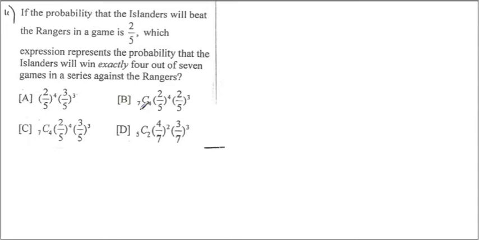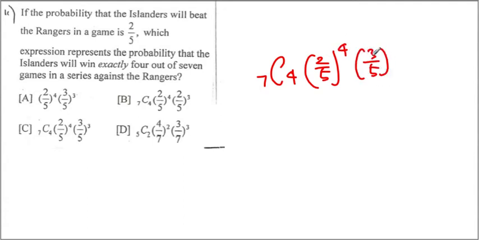Alright, the next question. The probability that the Islanders will beat the Rangers is 2/5. They win exactly 4 out of 7 games in the series. Out of 7 we are selecting 4 for them to win, which is 2/5, so this one has to carry this exponent. Then how about the rest? They have to lose, so 3/5 is the probability of losing, and then the leftover exponent, which is 3. So that becomes our answer. It seems to be choice C.